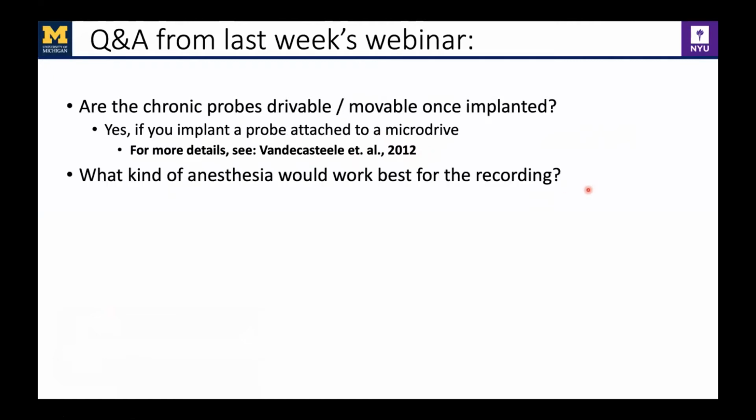Another question was what kind of anesthesia would work best for the recording? I think urethane is one of the best, but it's a non-survival surgery in that case, or ketamine xylazine is also another great option during recordings.